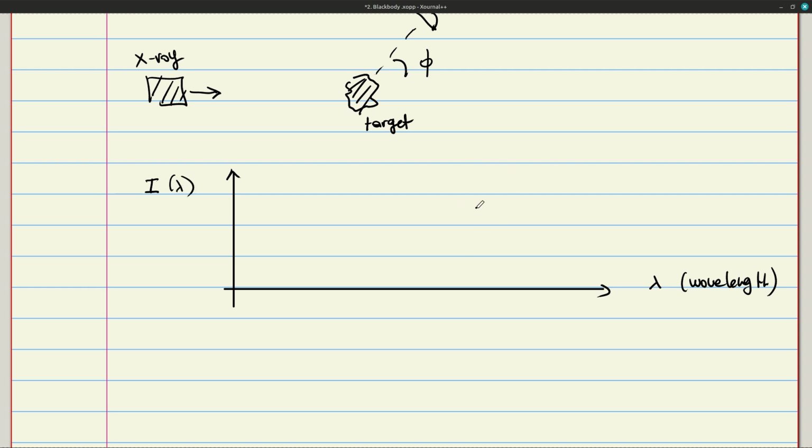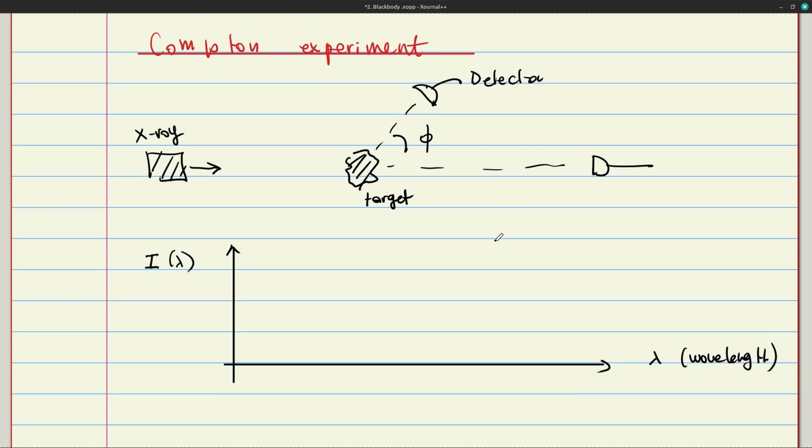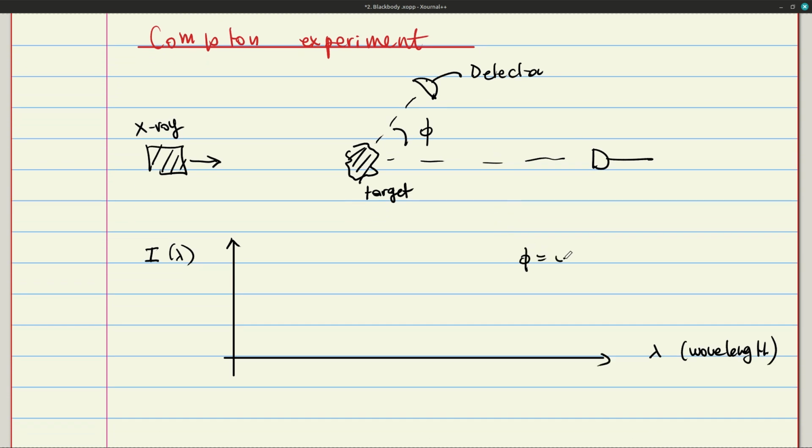Now, the first one is, suppose I put my detector right here. If I put my detector here, phi is going to be 0, and whatever I shoot is just going to go through. The wavelength of the X-ray, whatever I picked, is going to be somewhere here, and the detector is going to see all of these X-rays that just pass through without scattering. But because of things that we cannot control, there will be a broadening of the spectrum, and it's going to be something like that.